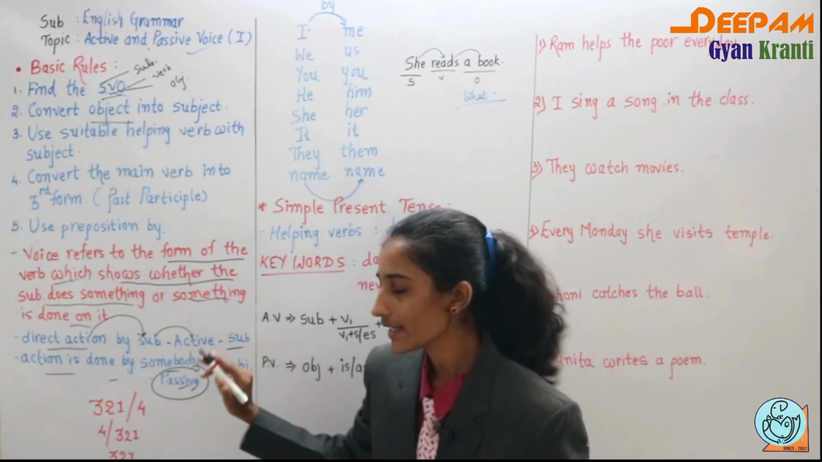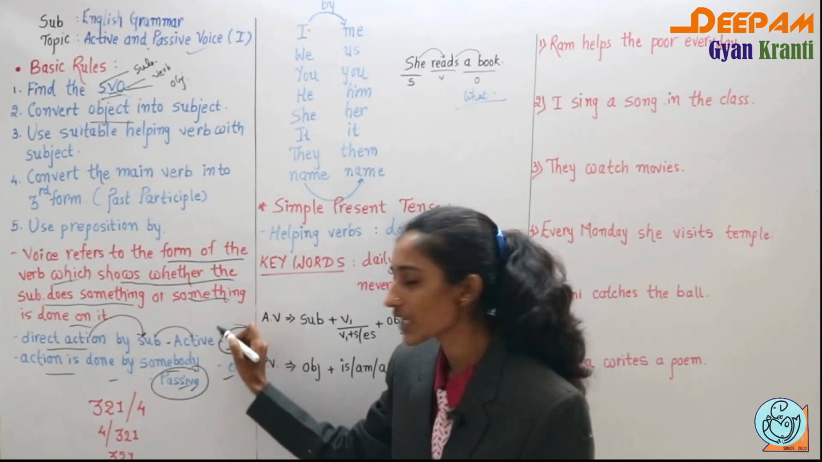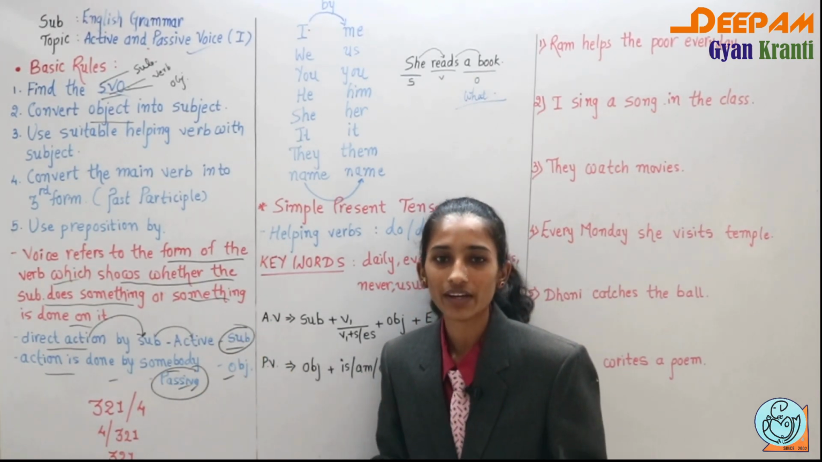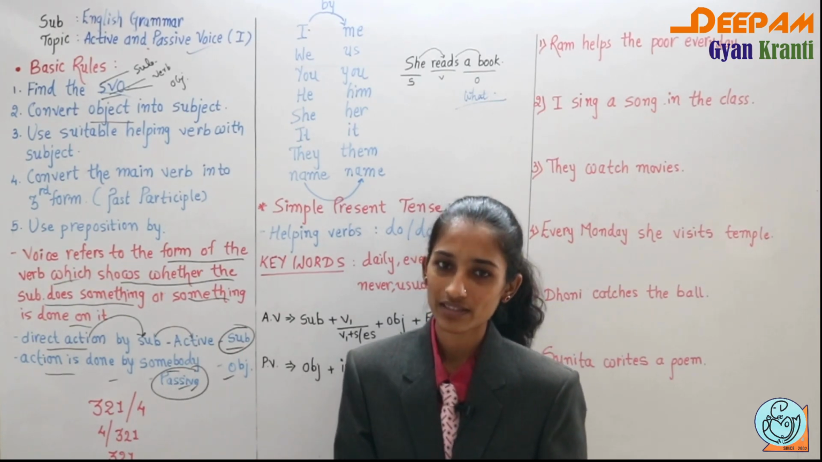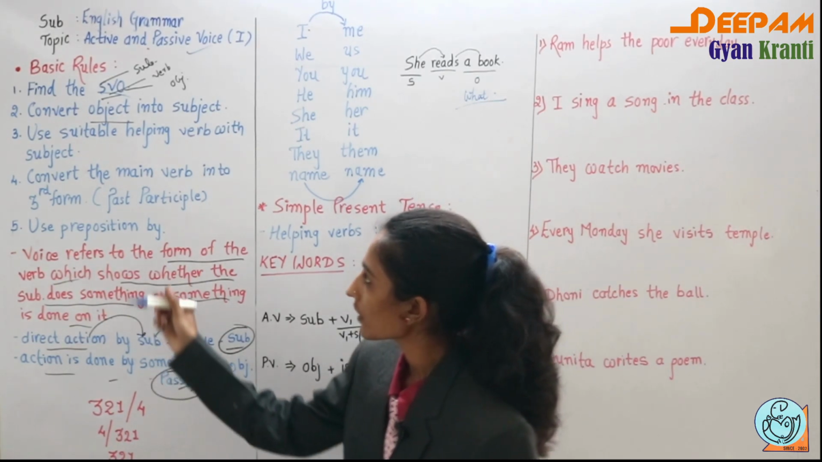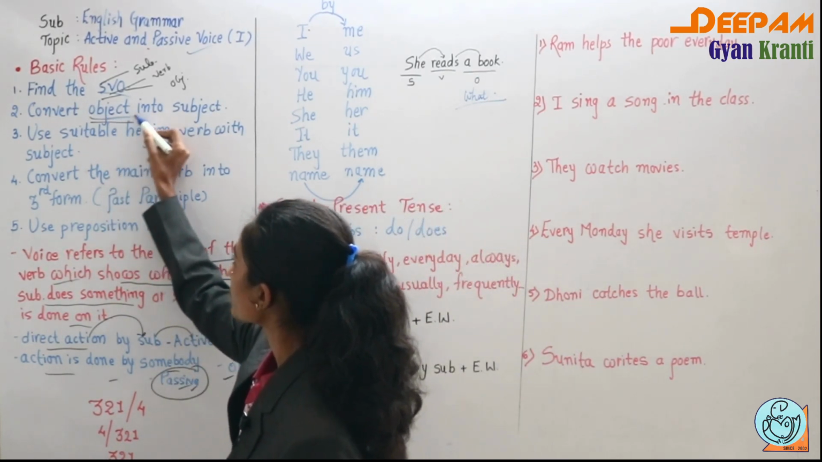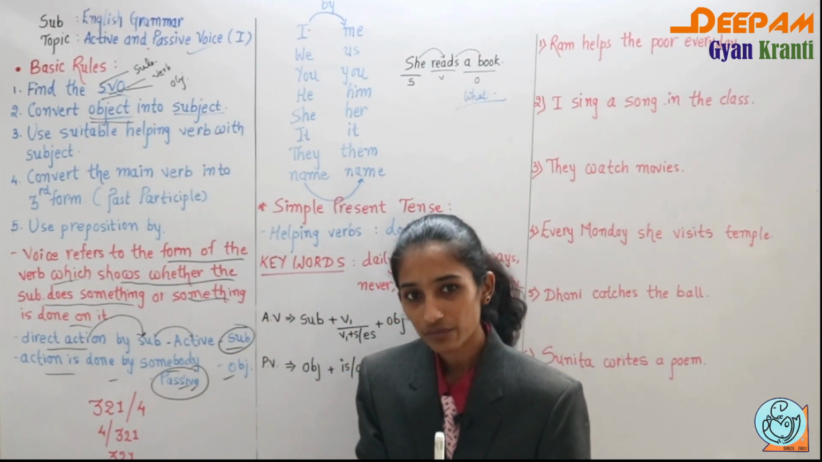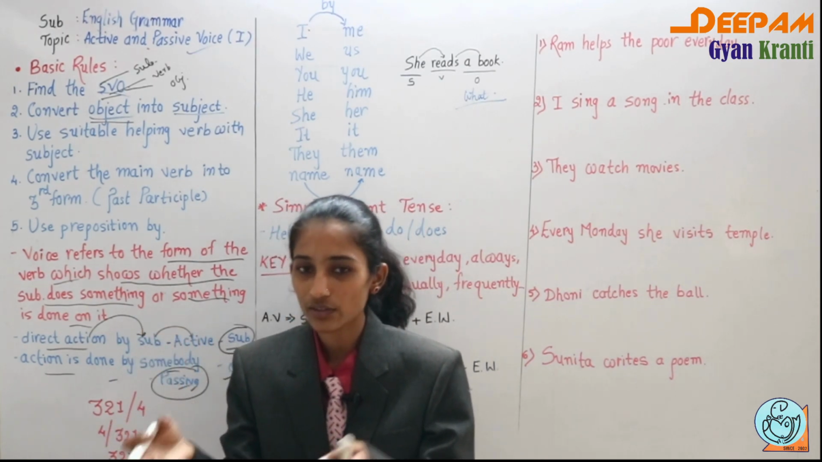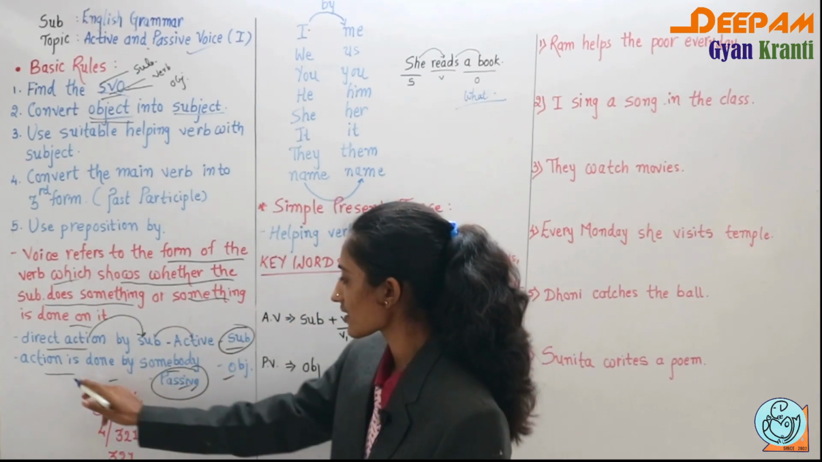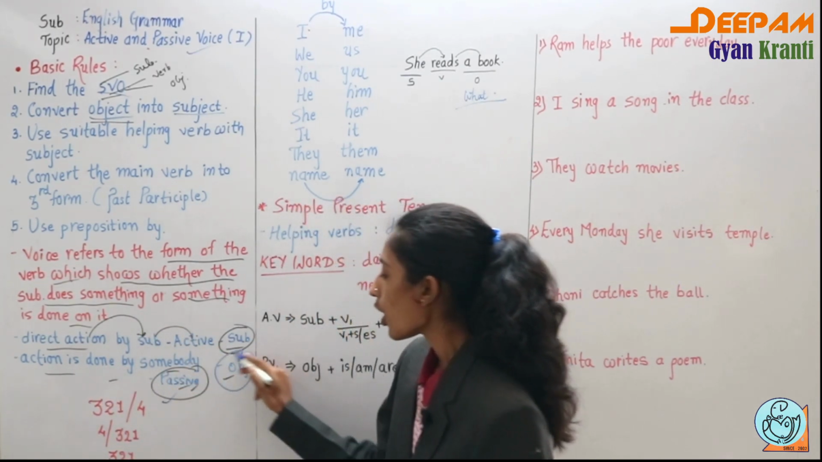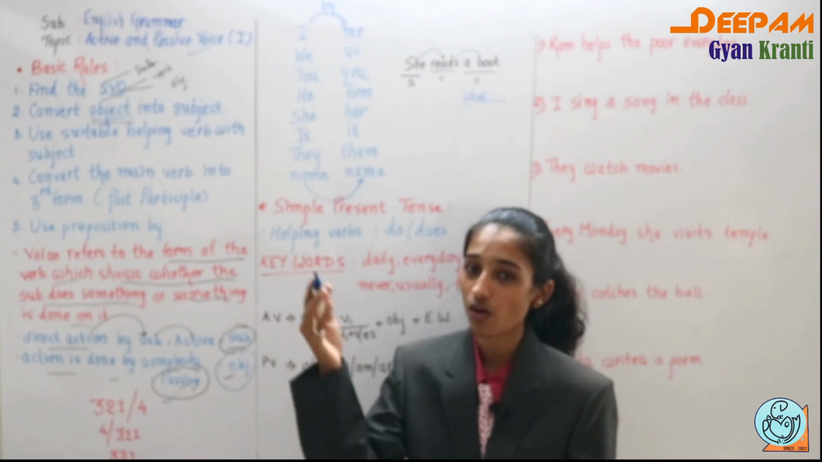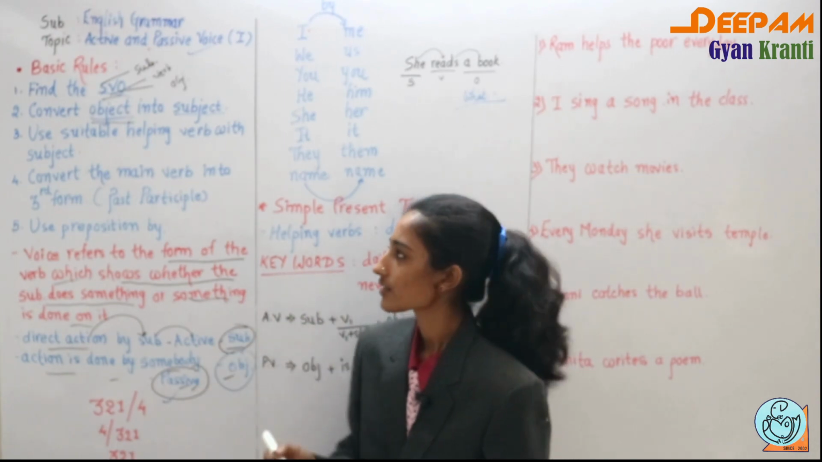So we have already discussed that in active voice the subject plays an important role, right? But when you turn the active voice into passive, first you have to remember that you have to convert the object into the subject. Means you have to change the object into the subject, because we have already discussed that in passive voice the object plays an important role.